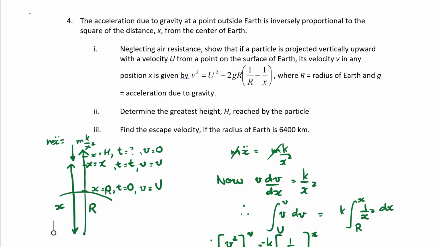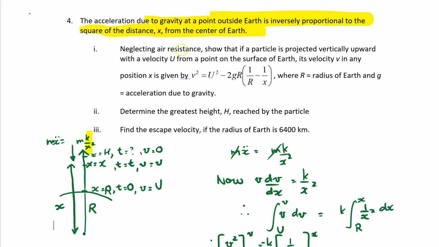Now our last example here, sorry to the non-physicists, but it does bring in a few physics concepts. We're told acceleration due to gravity outside Earth is inversely proportional to the square of the distance from the centre of the Earth. So the key thing about that is that it means that a is k on x squared, and it's directed down towards the centre of the Earth.